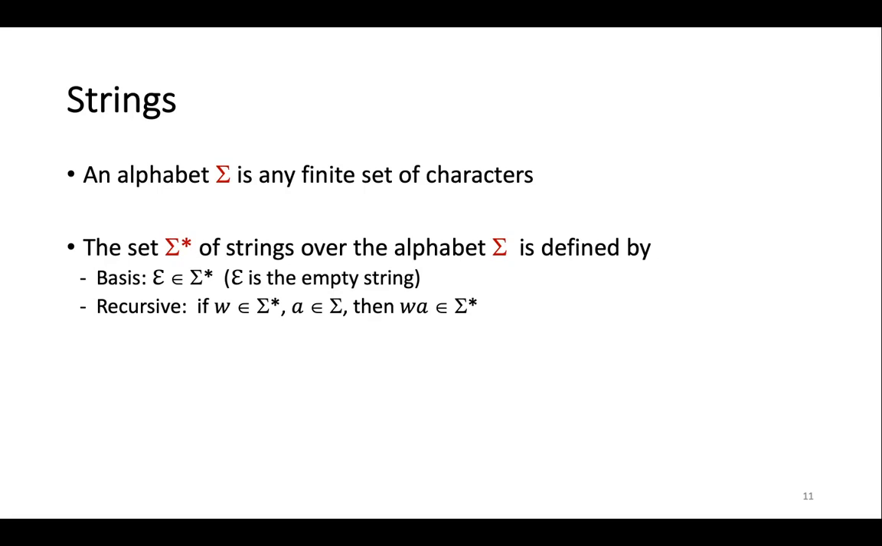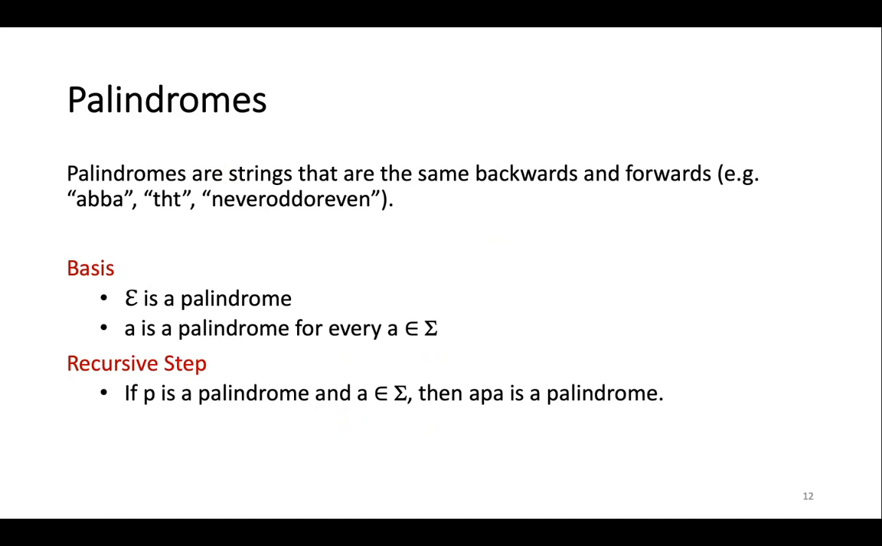You have some string A, B, C, and if you put A after that, that is a string. Or 1, 2, 3, you can put 4 after that. Yeah, that is a string. And palindromes. This is another kind of string that has a specific property: this string reads the same backward and forward.